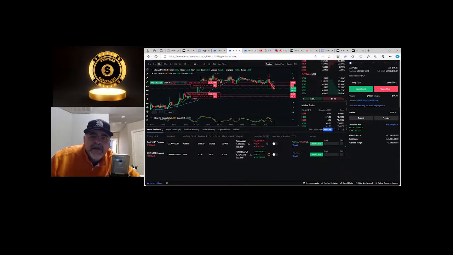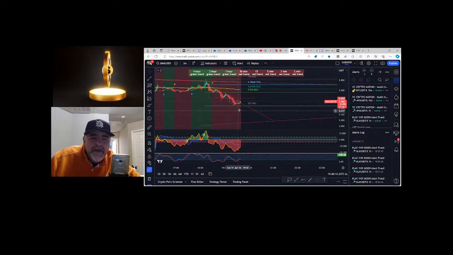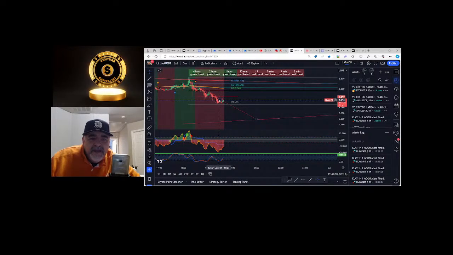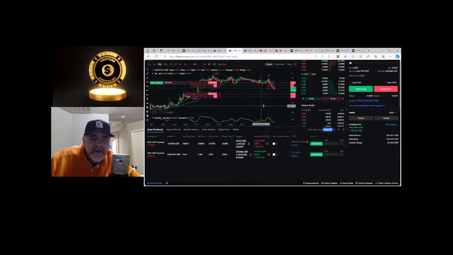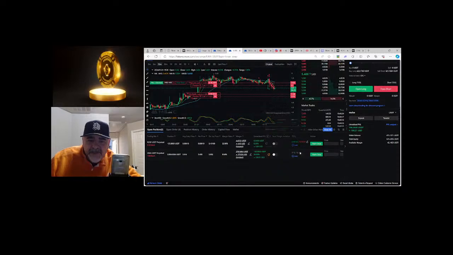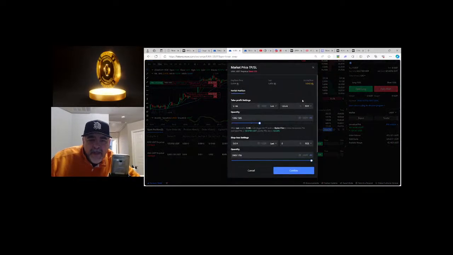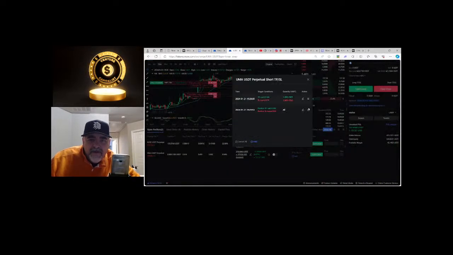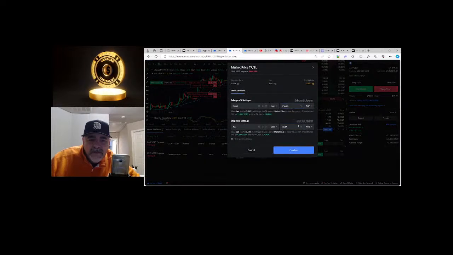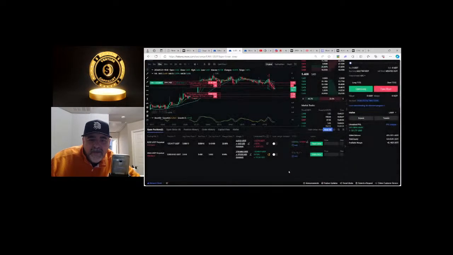All right, so let's take a look at UMA here. We're trying to finish out this pullback short on UMA. So far we don't have any green moons or trends, so we're just running out this last little hiccup. We fully expect it to drop down for us. So we're set up there. All our trades are set up for the night, guys.